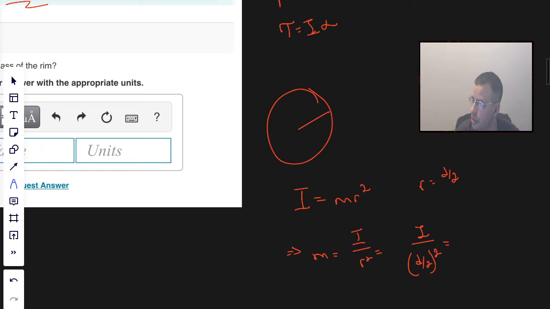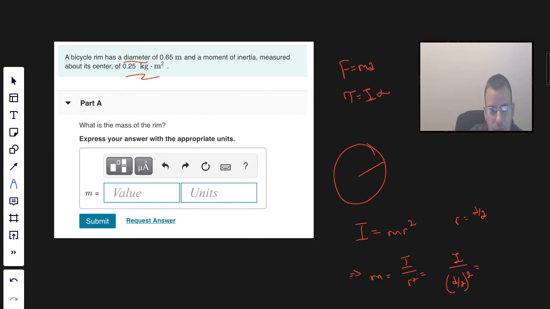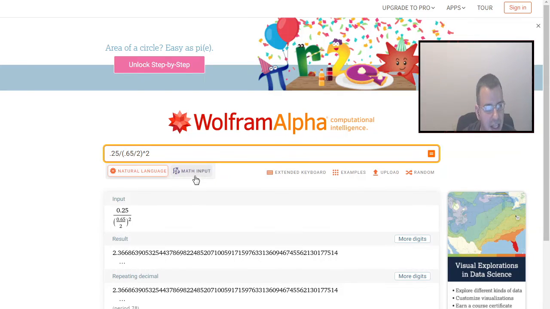And normally I would do this using a calculator, but I don't want to because it's easier not to. And this can get a little bit complicated with the numbers. So I'm just going to use Wolfram. And so for Wolfram, it's going to be 0.25, which is in SI units, so it's got kilograms meters squared, divided by quantity 0.65 over 2 squared. And the nice thing about Wolfram is I can look at it and make sure that it looks correct. So 0.65 over 2 squared, because they give us diameter, we want radius, and that gives us 2.37.